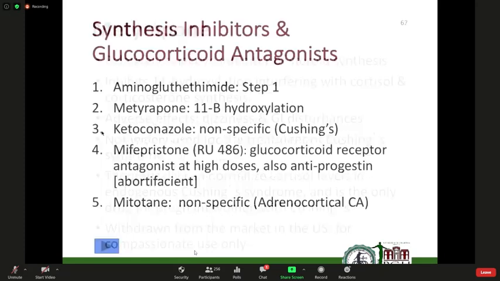Kahit na yung ketoconazole, hindi na siya available in the Philippines. It's been pulled out because of the hepatotoxicity from ketoconazole. But if you need it, let's say for adjunctive treatment of Cushing's disease, it may still be requested from the manufacturer. So hindi pa naman siya completely full.